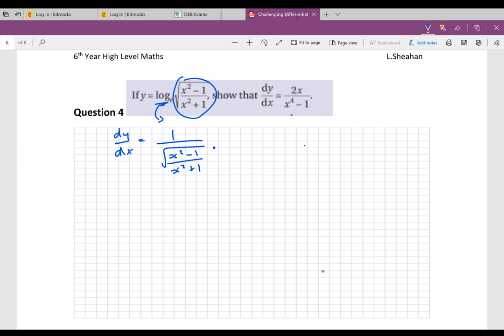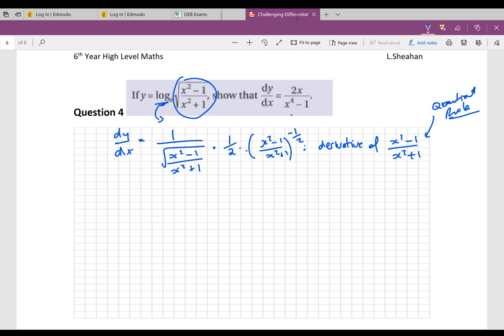So you would end up with taking a half multiplied by (x squared minus 1 over x squared plus 1) to the power of minus a half, then multiplying it by the derivative of x squared minus 1 over x squared plus 1, which would be the quotient rule. That's quite a long way of doing it.